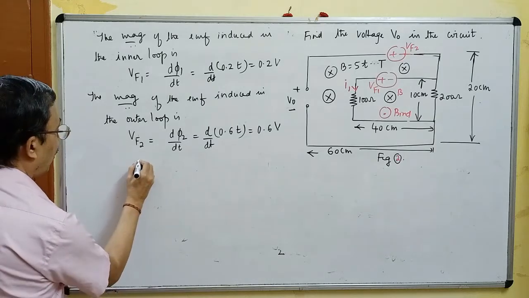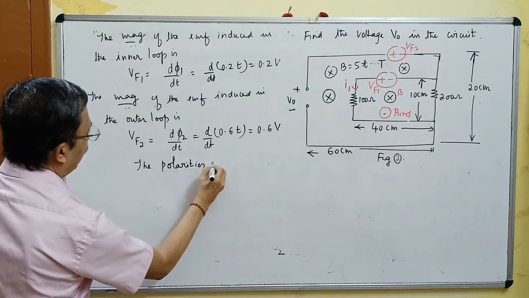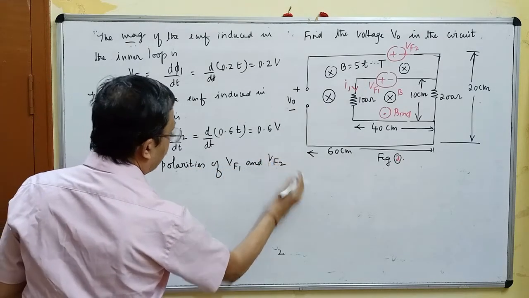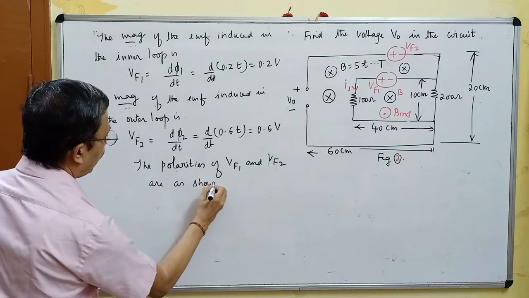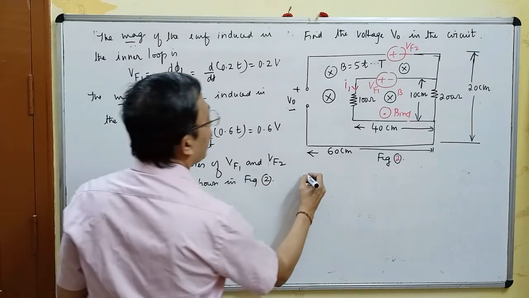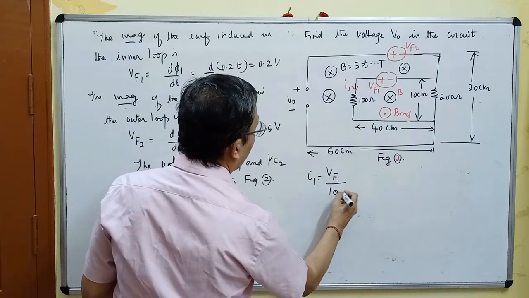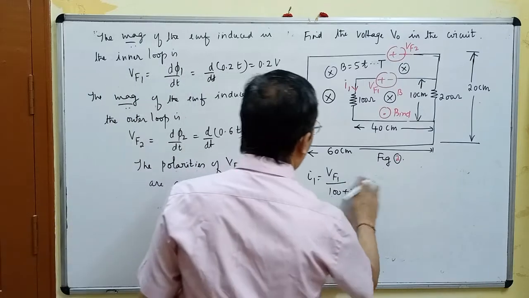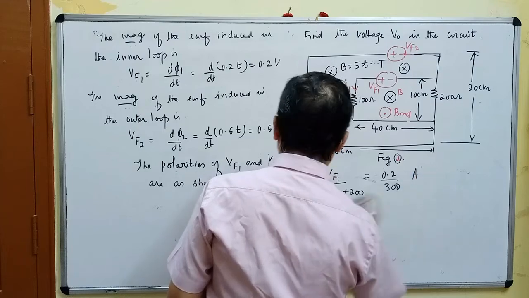The polarities of Vf1 and Vf2 are as shown in figure number 2. What is I1? I1 is equal to VF1 divided by 100 plus 200. What is VF1? VF1 is 0.2. 0.2 divided by 300. So many amperes.